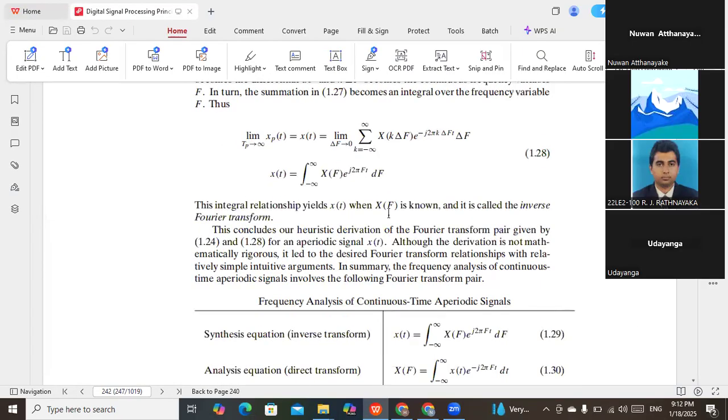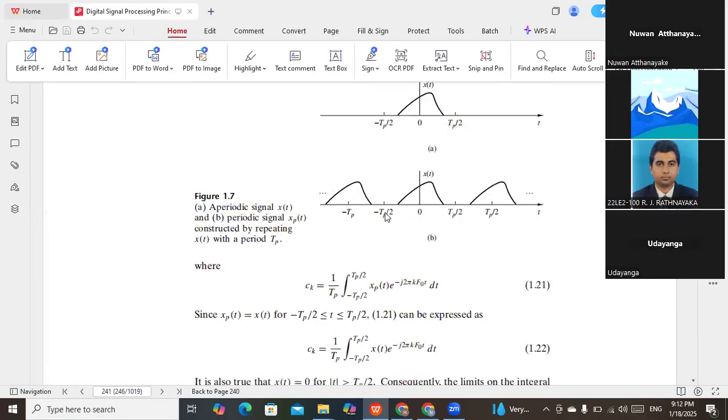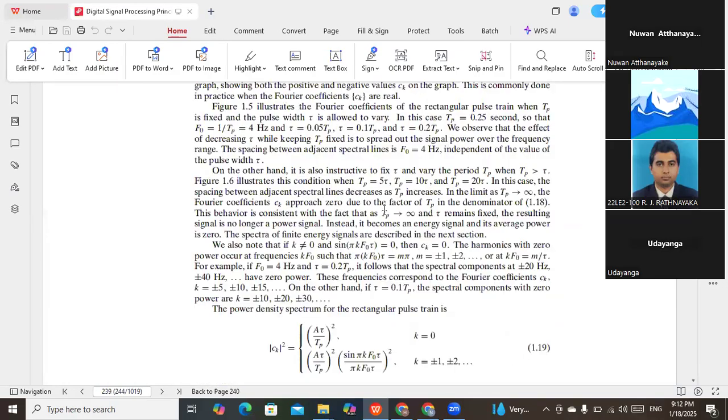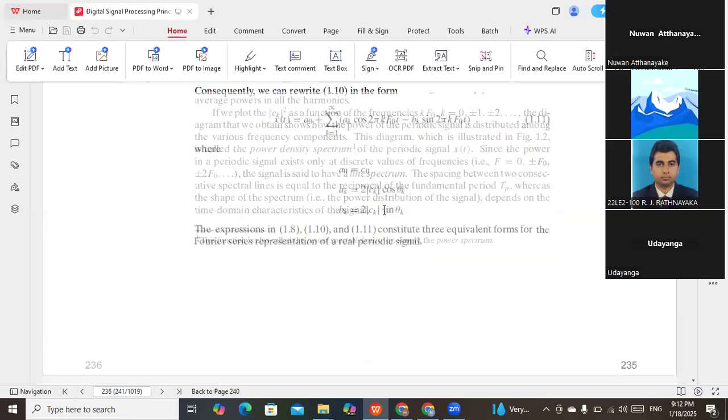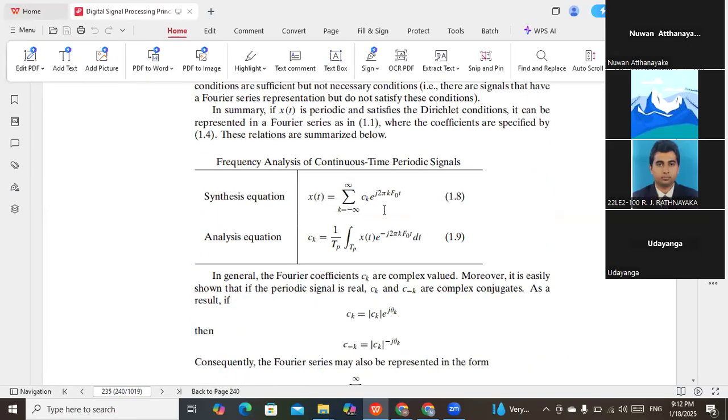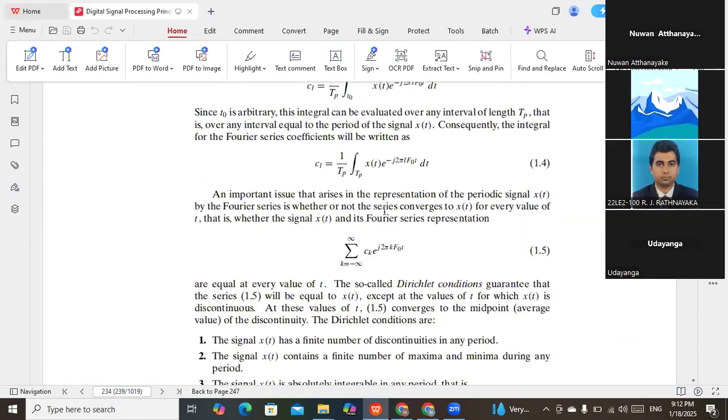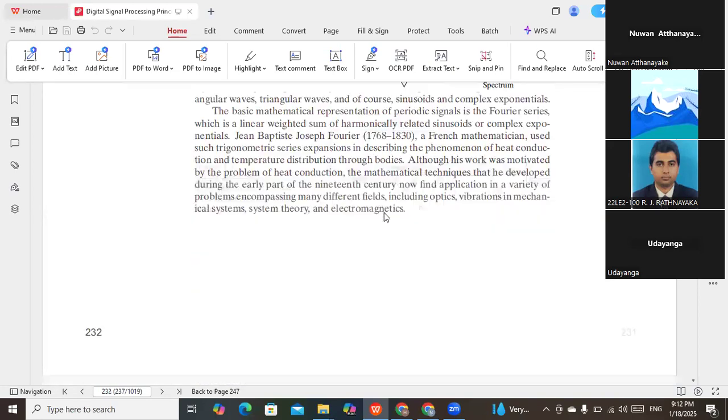So your exam will be mainly focusing on complex exponential Fourier series representation. Okay.